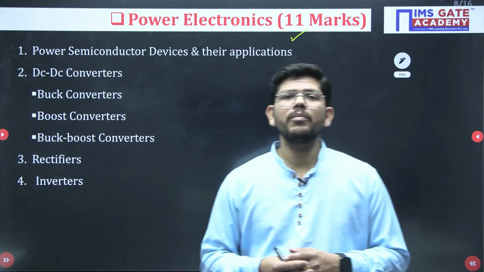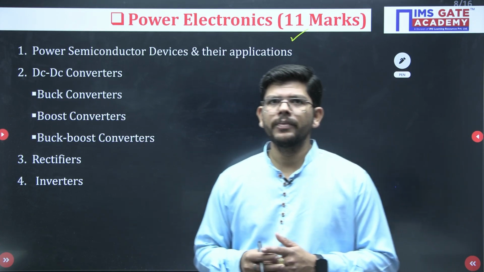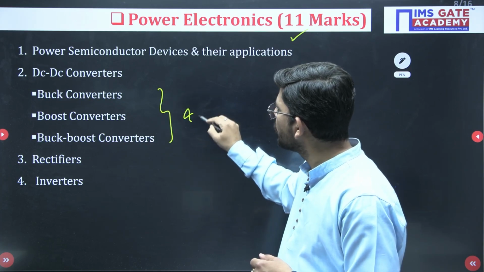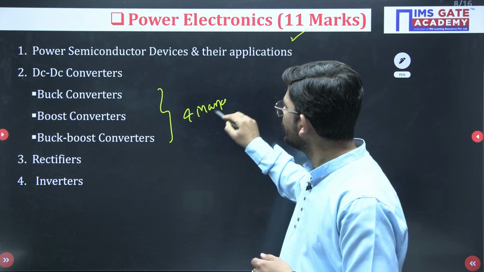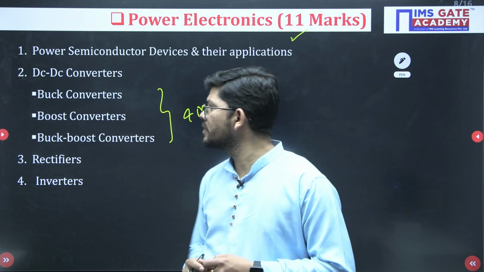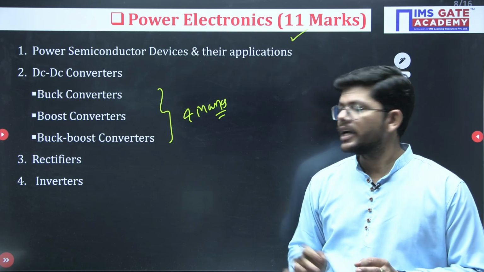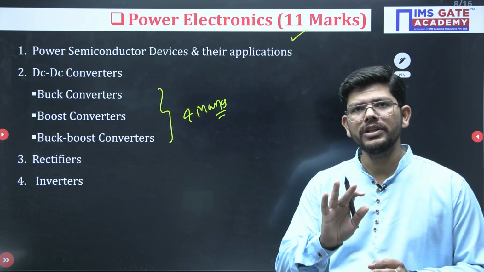Switching characteristic of BJT, you will get numericals on those. Then DC to DC converter. Now this topic is going to give you 4 marks this year. Okay, buck converter, boost converter, buck boost converter. Analyze their operation and the different formulas, and you will get a 4 marks question on this topic only.